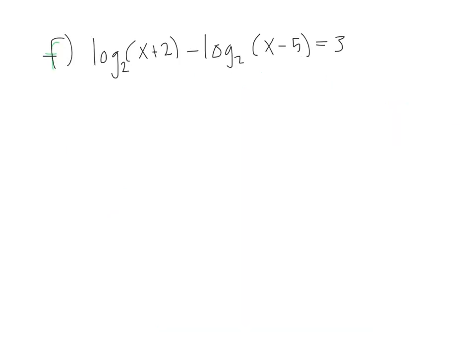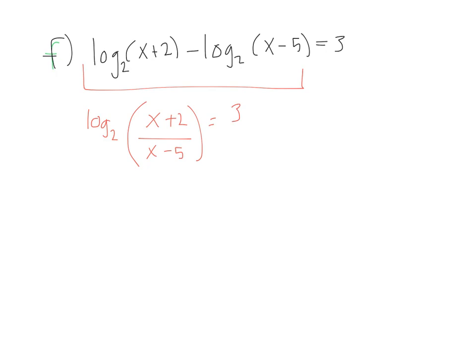So log base 2 of x plus 2 minus log base 2 of x minus 5 is equal to 3. So let's rewrite this as one logarithmic expression here. So I end up with log base 2. Because they are being subtracted, we're going to bring them together using division, and that will equal 3.